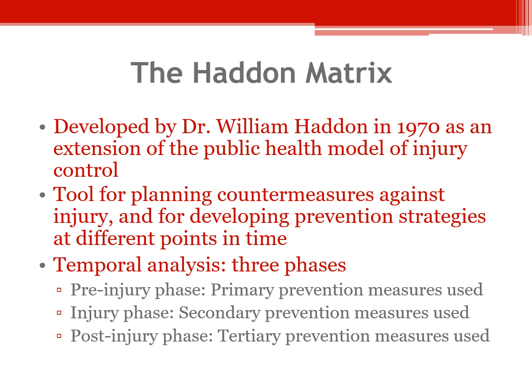The Haddon matrix was developed by and named after Dr. William Haddon, who also happened to be the first chairman of the National Highway Traffic Safety Administration, that agency I talked about when we were talking about Ralph Nader and Unsafe at Any Speed several lectures ago. But anyways, back in 1970, Dr. William Haddon developed the Haddon matrix as an extension of the public health model of injury control. And it really is quite handy as a tool for planning countermeasures against injury and for developing prevention strategies at different points in time. So in a Haddon matrix you'll have to do temporal analysis, a time analysis of 3 different time phases of the injury event.